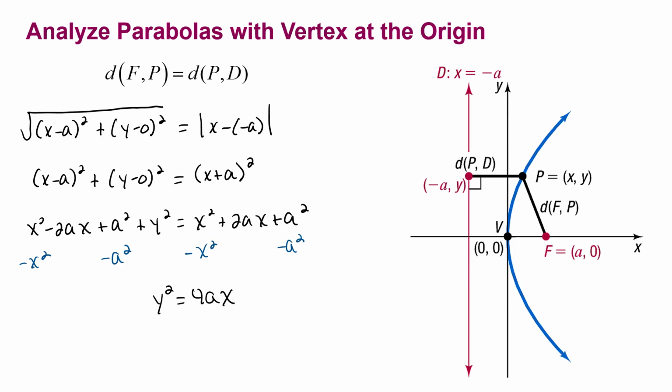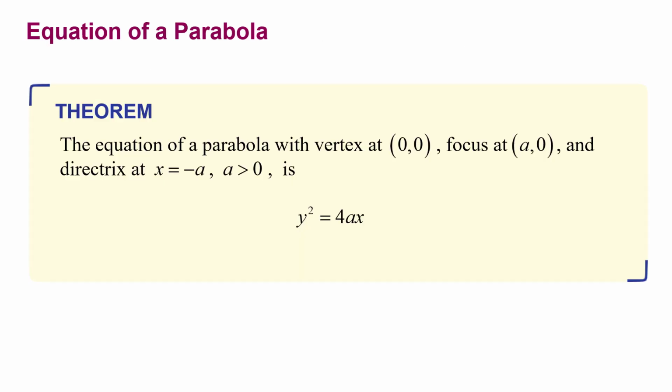So this is the equation of the parabola with vertex at the origin and focus at the point (a, 0). In summary, we present the following theorem for the equation of a parabola with vertex at the origin. The theorem states the equation of a parabola with vertex at (0, 0), focus at (a, 0), directrix at x equals negative a, where a is positive, is y squared equals 4ax.